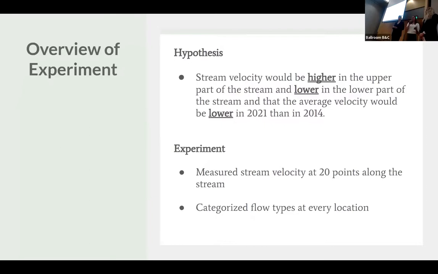So this is just a little bit of an overview of our experiment. Our hypothesis was that the stream velocity was going to be higher in the upper stream and then lower in the lower stream, and also that the average velocity would be lower in 2021 than in 2014. So in our experiment, we measured the stream velocity at 20 different points along Reecer Creek, and then we also categorized the flow types at every location that we measured.